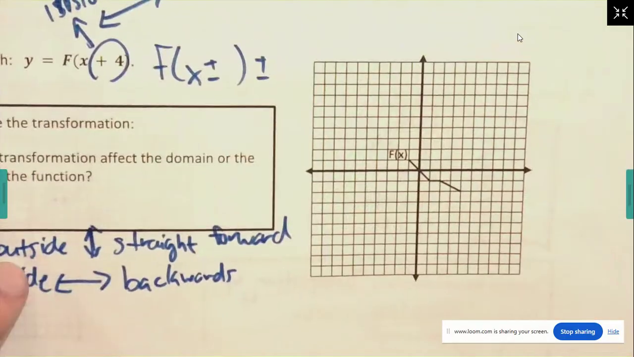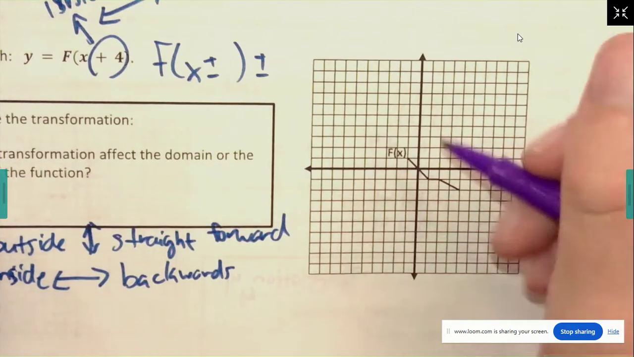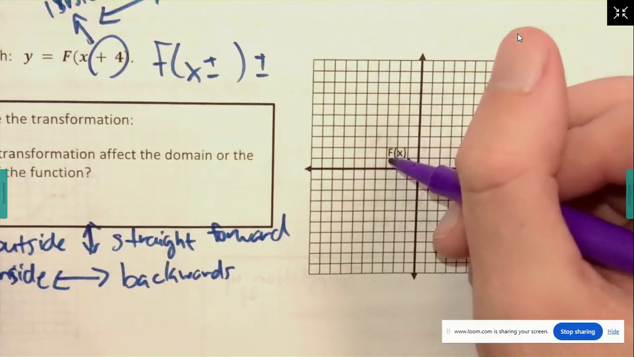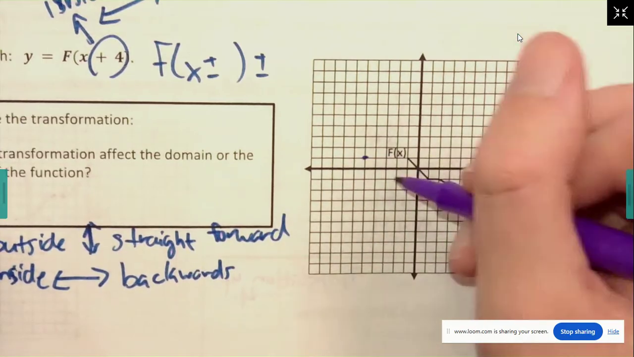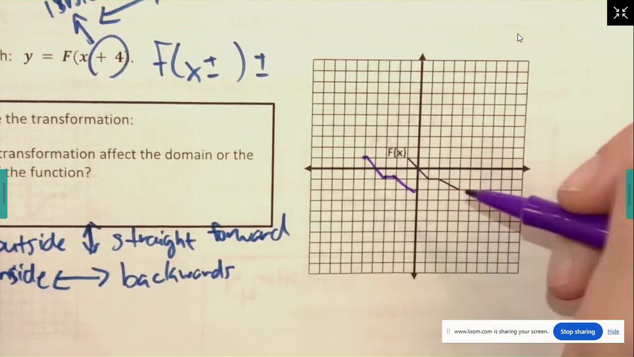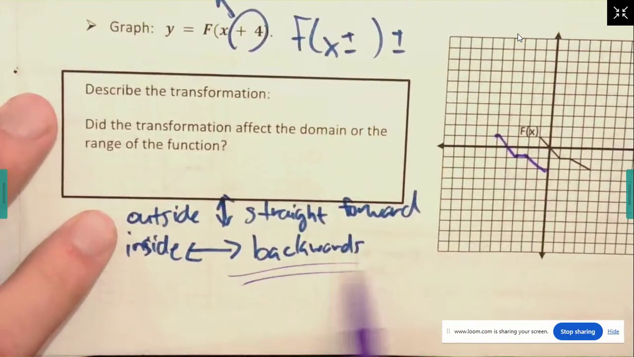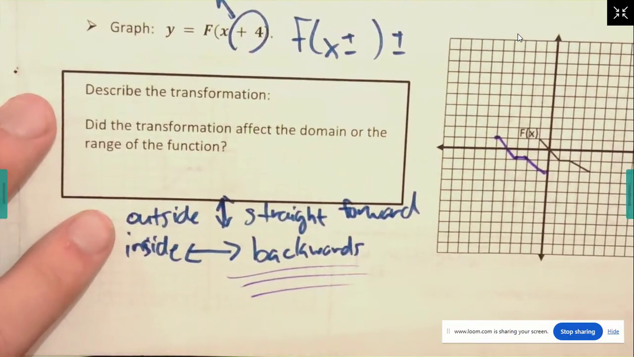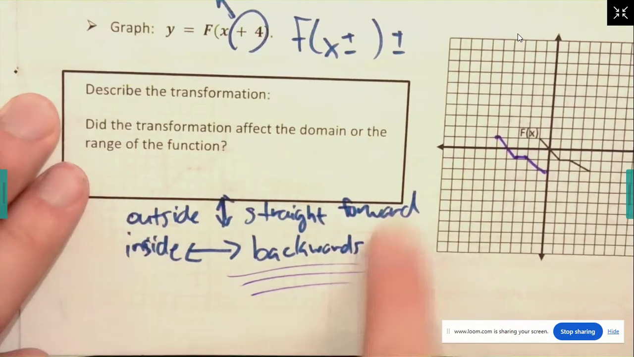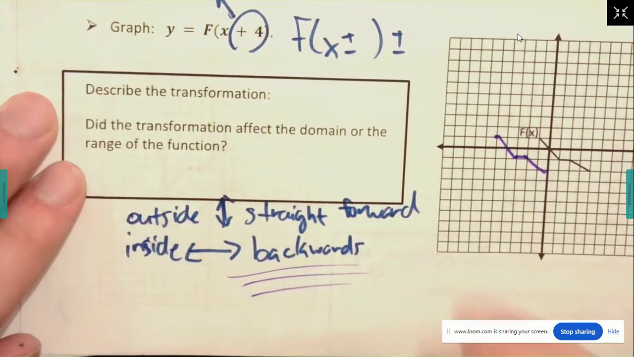So I can take all these points, and if I see a plus 4 on the inside, that means I'm moving it left, 1, 2, 3, 4. Right? I can move every point left 4. So inside is left, right, and it is totally backwards of what you would think. Okay? If you guys get these, right? If you guys understand how to use these rules, you're going to be pretty golden. All right? All right, let's move to the next page.